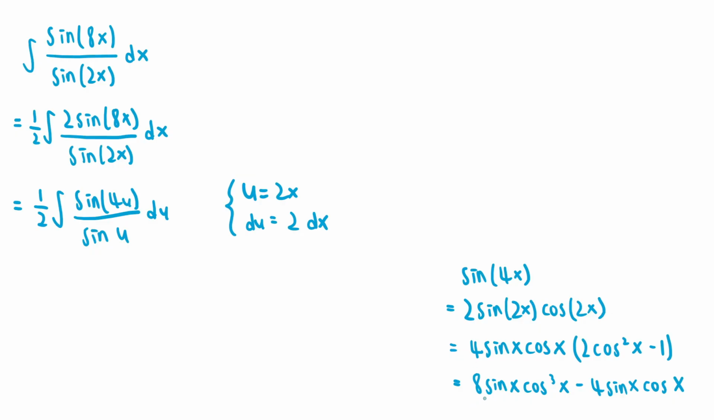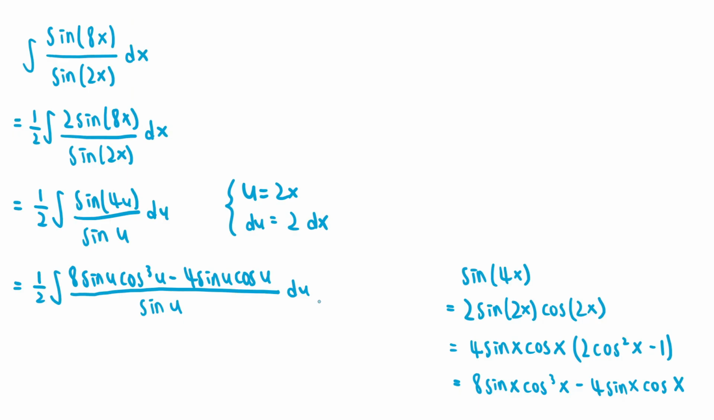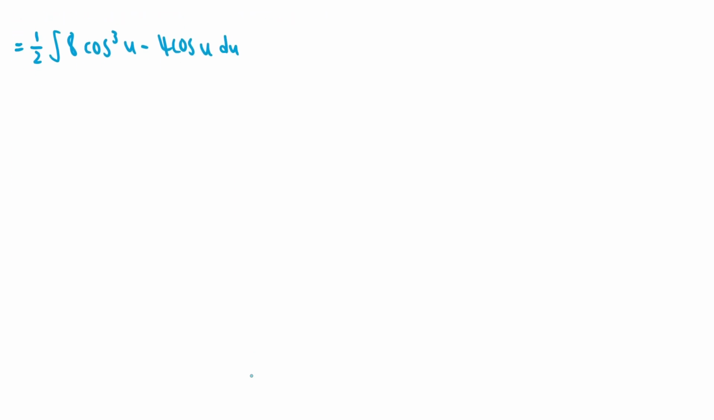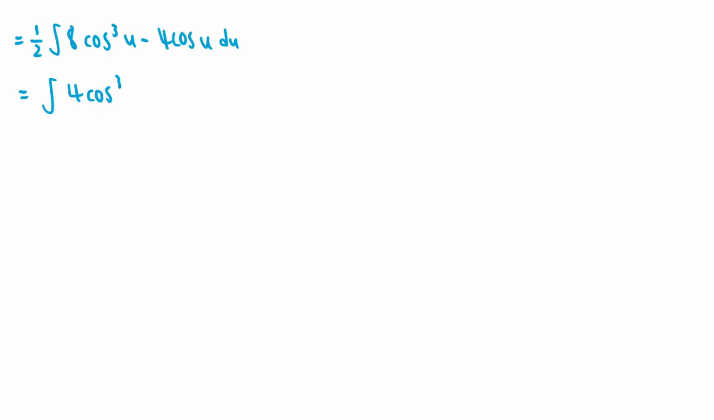the expression we want. So if we use this identity, the numerator becomes 8 sine of u cosine cubed of u minus 4 sine of u cosine of u, and the denominator is still sine of u. If we distribute the division by dividing each term in the numerator by sine of u, the integrand becomes 8 cosine cubed of u minus 4 cosine of u. If we multiply the constant of 1 over 2 into the integral, we end up with the integral of 4 cosine cubed of u minus 2 cosine of u du.